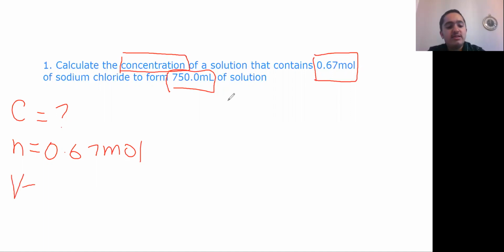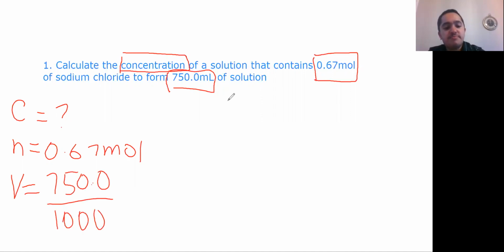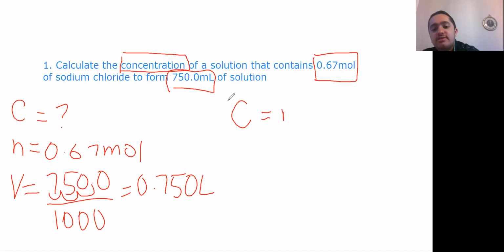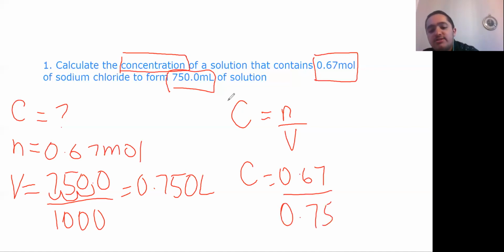So let's do 750.0 divided by 1000, which is 0.750 liters. As you can imagine, liters are smaller than milliliters. So now we need to find C. Using the regular standard formula, C is equal to 0.67 divided by 0.750 liters.